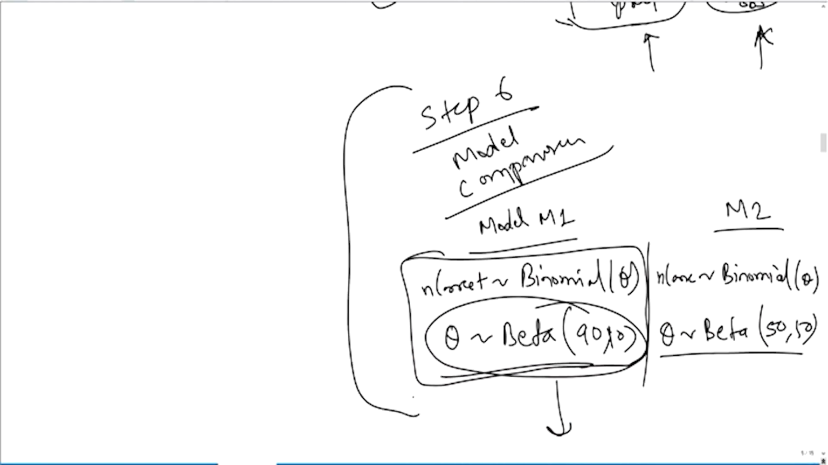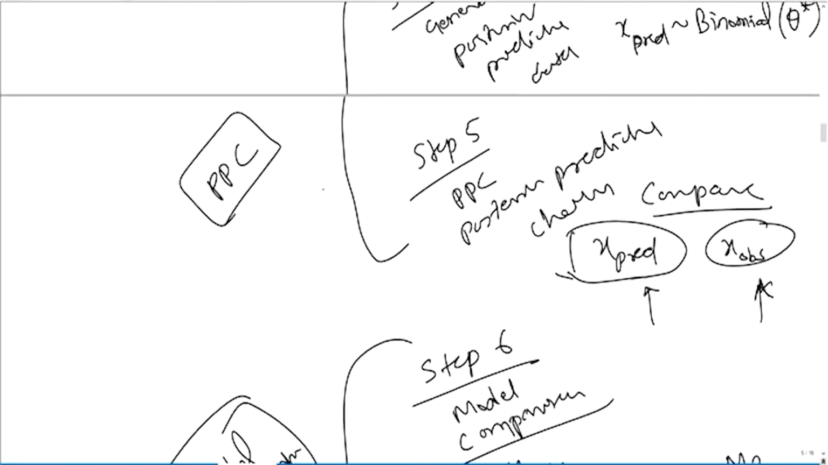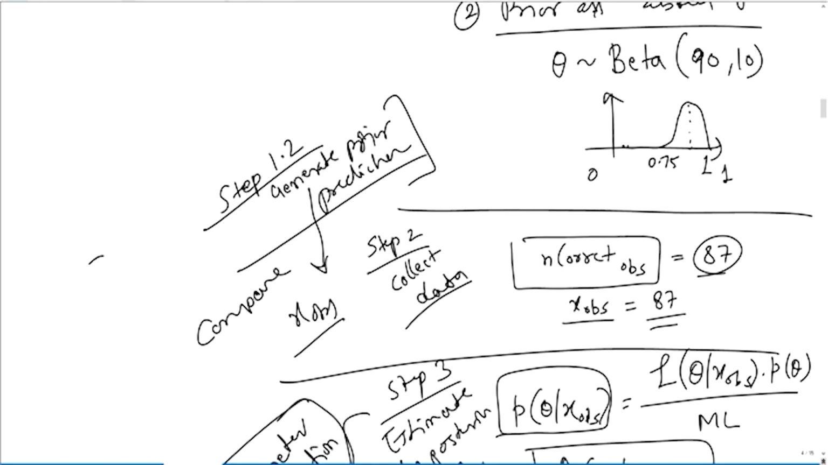And then step 6 is model evaluation. So, you evaluate the predictive performance of the model against some future data. Okay. So, this is model evaluation. These are the crucial steps in model comparison.